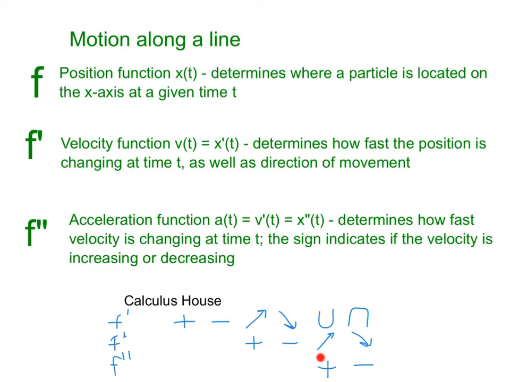If the second derivative is positive, then that means that the first derivative, or the velocity, is increasing. If the second derivative is negative, then that means that the first derivative, or the velocity, is decreasing. So all this stuff still applies.